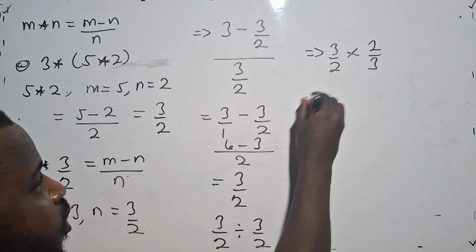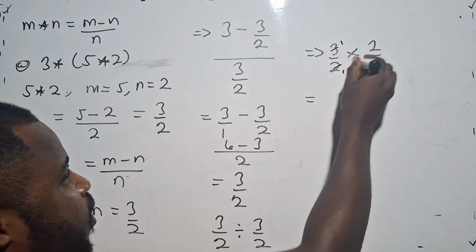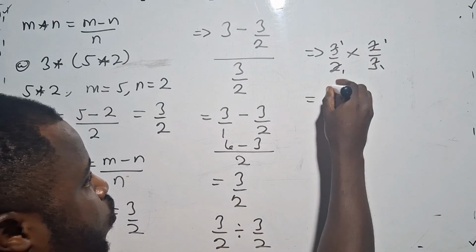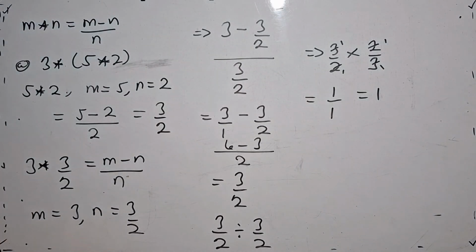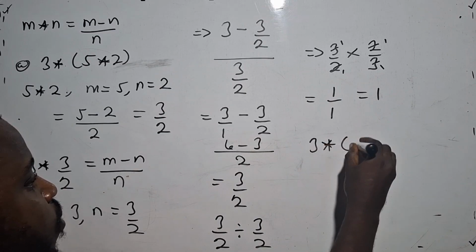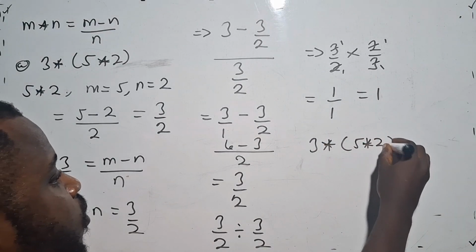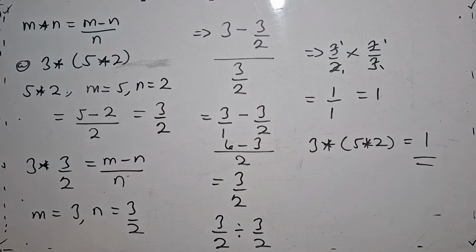It has become multiplication. I can cross divide. 3 divide here 1, 3 divide here 1, 2 divide here 1, divide here 1 times 1 is 1, all on 1, for which I'm going to get 1. So the operation 3 bracket 2 5 2 will give me 1 as the answer. So this is one, which is the A.